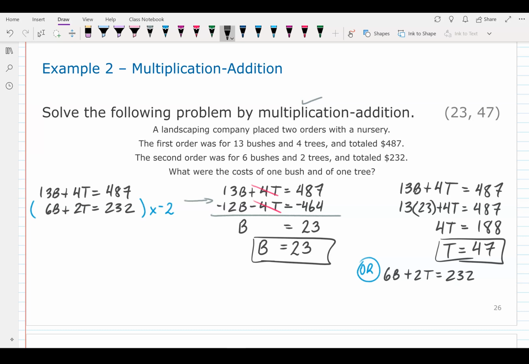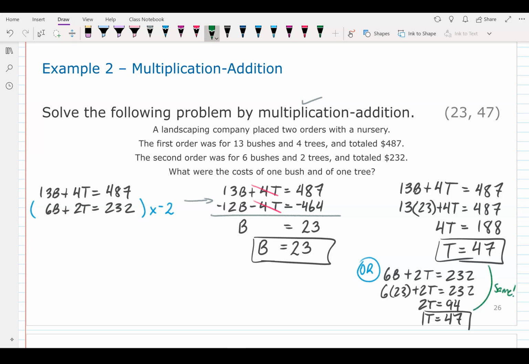At this point, I only knew b. So 23 plus 2 times t equals 232. That would mean 2t equals 232 minus 6 times 23, which is 94. Sorry, 2t equals 94. 94 divided by 2 is 47. Exactly the same.